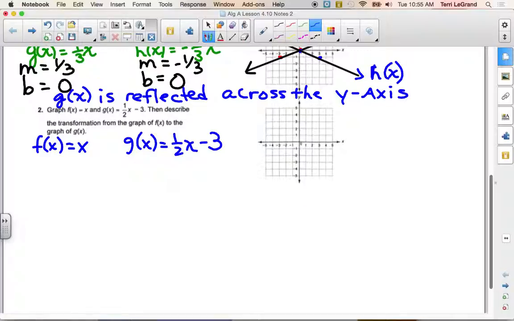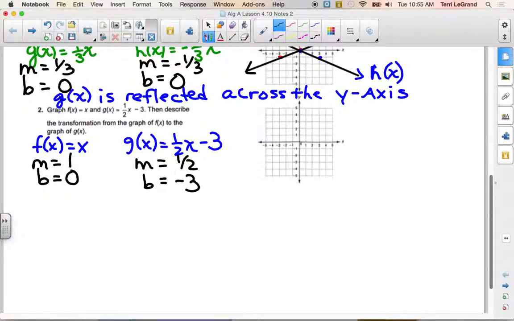Okay, so this happens to be the parent function. We got that one memorized. M equals 1, b equals 0. F of x isn't always the parent function. I hope you discovered that in your homework. What's the slope of g of x? 1/2. And the y-intercept of g of x? -3. Okay.